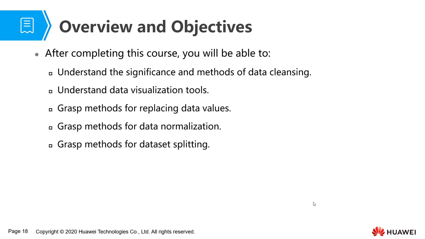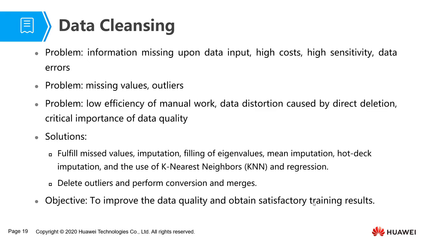When inputting data, we may miss some data, intentionally omit data due to its high costs or sensitivity, or incorrectly input data. This leads to missing values or outliers. It would be very inefficient to manually preprocess the missing values and outliers. But if we directly delete them, the data will be distorted. If we do not preprocess the data, the data quality will be poor, resulting in deviations in the analysis. Therefore, improving data quality is crucial.